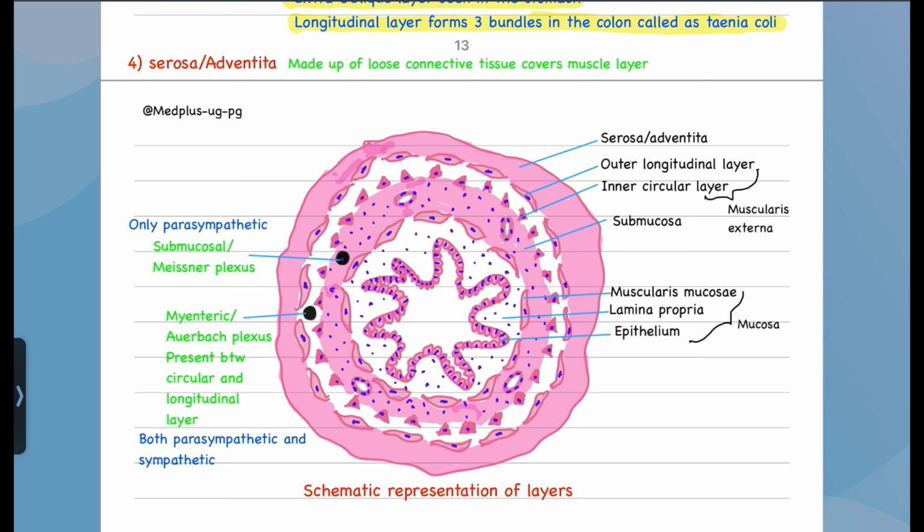And next we can see this is the circular layer of smooth muscle, and around it we have a longitudinal muscle, which both constitute the muscularis externa. In between the circular and the longitudinal muscle layers we have another part of the enteric nervous system, which is the myenteric or Auerbach plexus, which has both parasympathetic and sympathetic parts. And outer to that we have an adventitia or a serosa, which contains connective tissue.